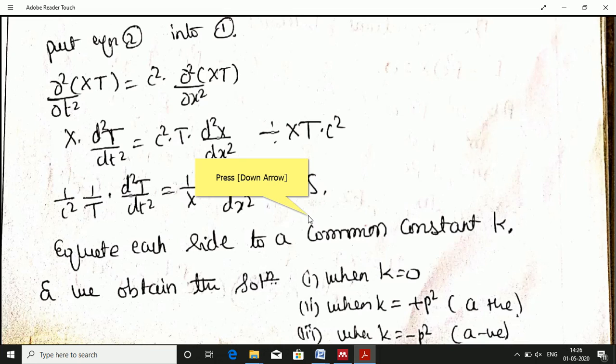Now, divide throughout by X T into c square. So, it becomes 1 by c square into T into d square T by dt square is equal to 1 by X into d square X by dx square. The variables are separated. Equate each side to a common constant k. Okay. And we obtained the solution for those two equations for various values of k. When k is equal to 0, k is equal to positive constant and k is the negative constant.